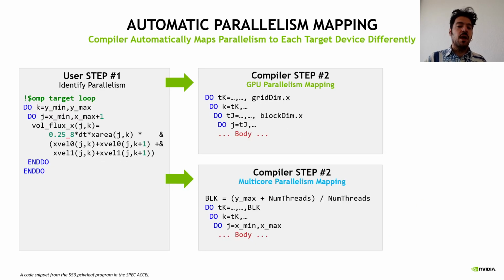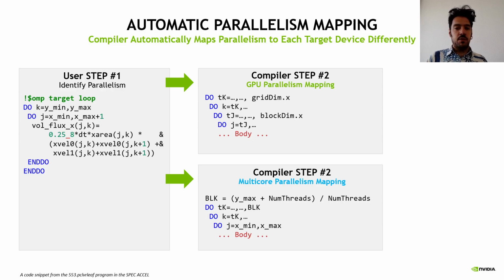Now let's talk about how the compiler does the automatic parallelism mapping. Remember the steps in our first slide? Our first step is still the same: the user identifies the parallelism. But the second step, the parallelism mapping, now goes to the compiler. We have the same code from SPEC ACCEL and the previous slide, but I took only the first loop.